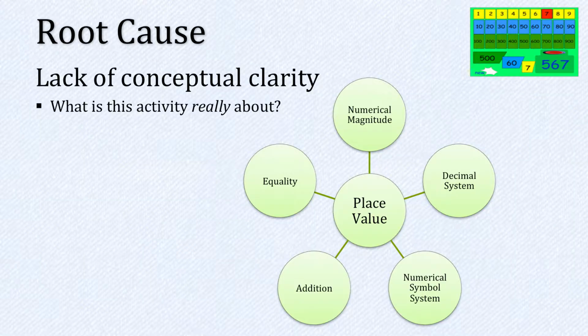Stepping back even further, we might argue that the root cause of why this design isn't particularly effective is the idea that it lacks conceptual clarity. If we ask ourselves, what is this activity really about, we might argue that it's really about place value. And place value, of course, is related to a number of different things, including addition, equality, numerical magnitude, the decimal system, and of course, the Western numeric symbol system.